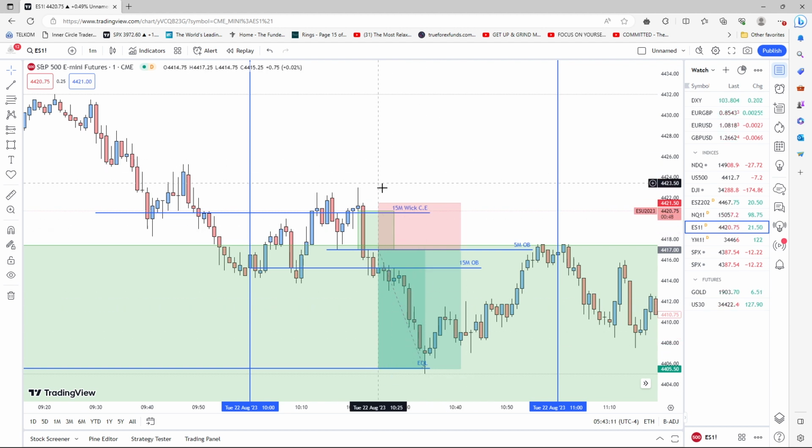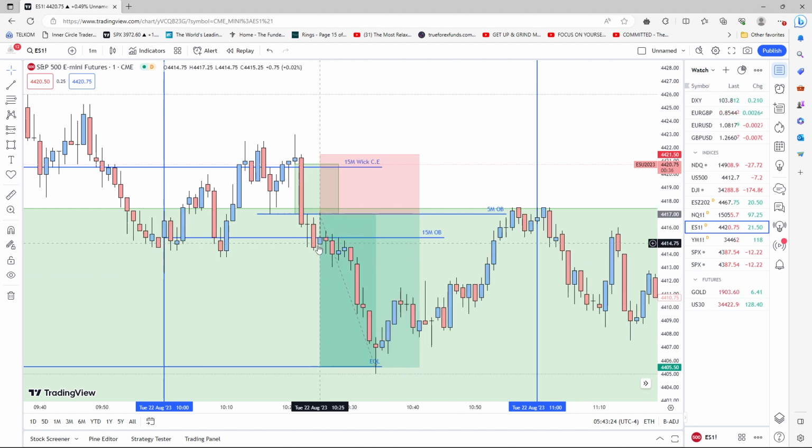So there would be no reason not to take this idea if you did not see this specific idea. So that would be your entry point right there. Stop would be above the candle that created this fair value gap.